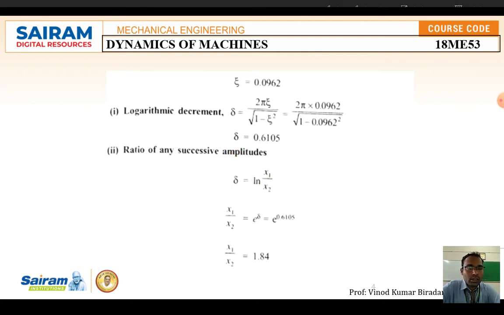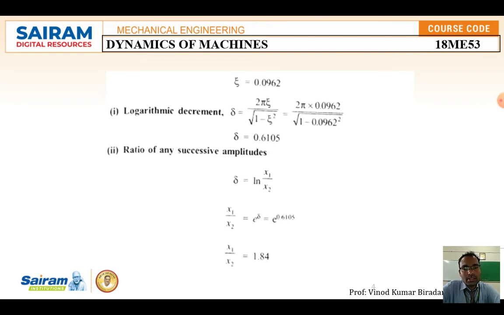I already told you the logarithmic decrement can be calculated with the help of two or three formulas. So delta is equal to ln of x1 by x2. Here x1 by x2 is the ratio of two successive amplitudes, x1 and x2, the maximum amplitudes.